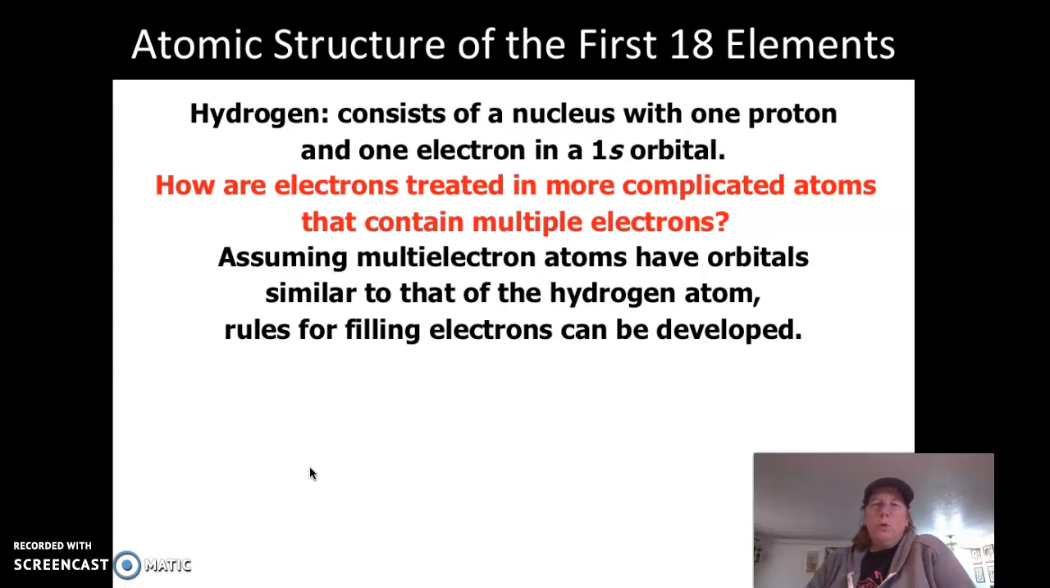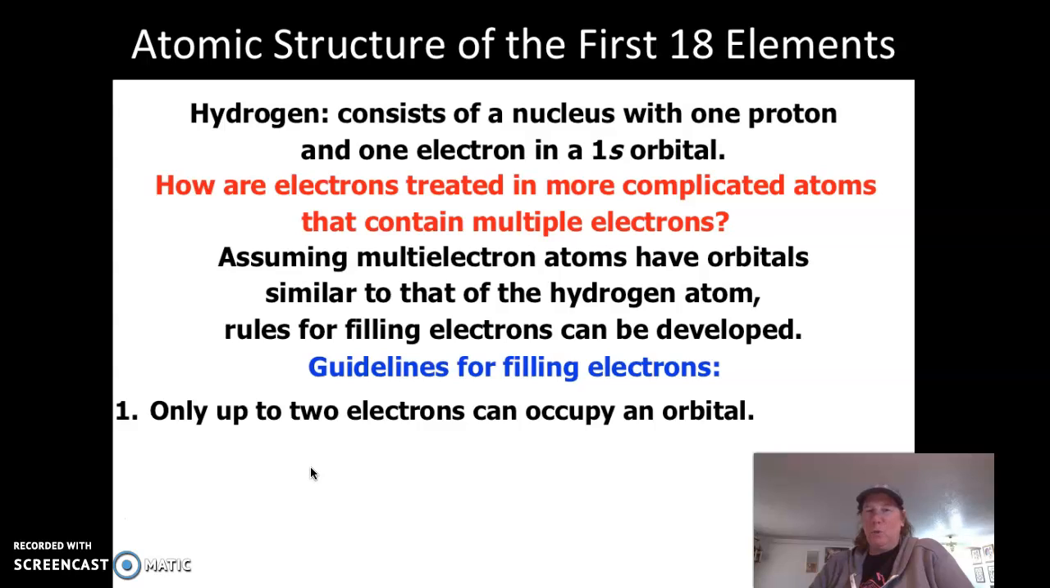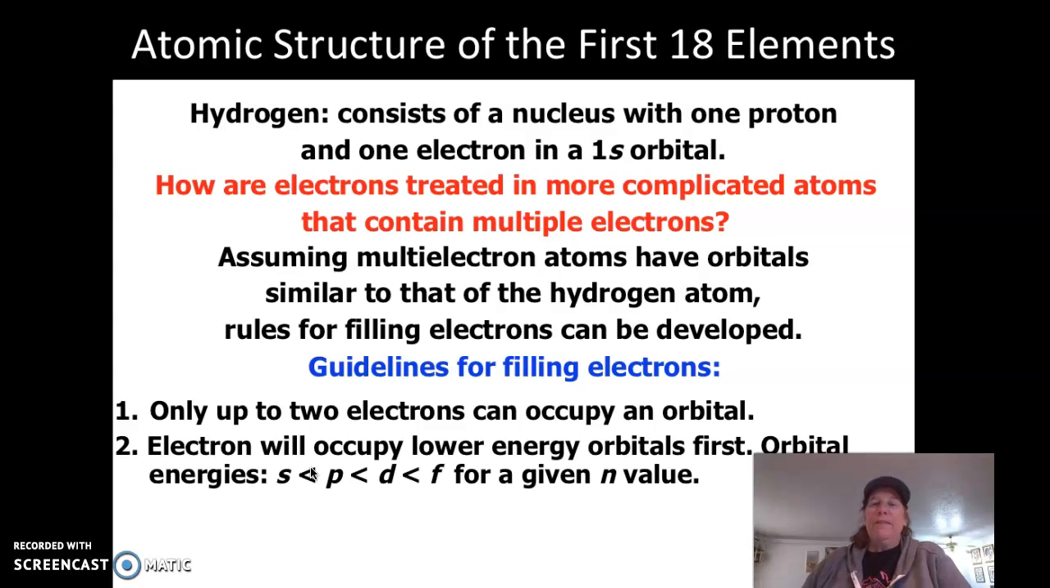But what we need to do is, as we move along, we have to follow rules, the guidelines for filling in electrons. The first one is every orbital holds two. When you get to the third one, you have to go to a new orbital. You can't keep just throwing them in there. The electrons always occupy the lower orbital energies first. So in other words, when we do these, we always do them in the same order.